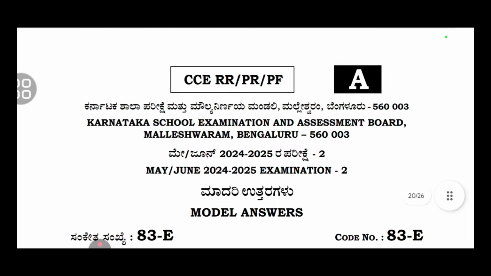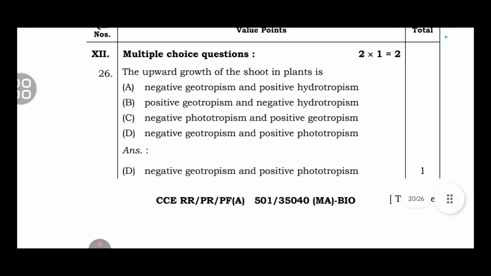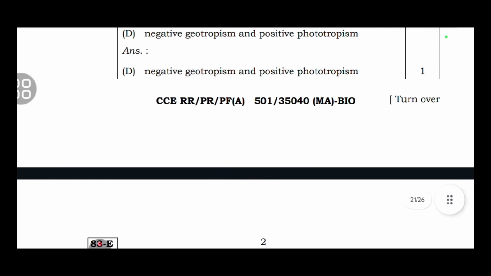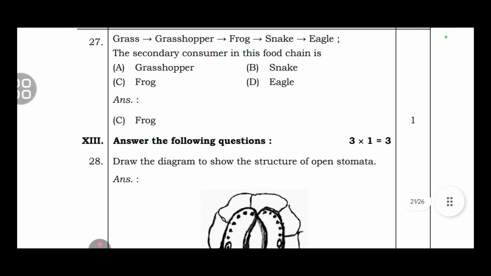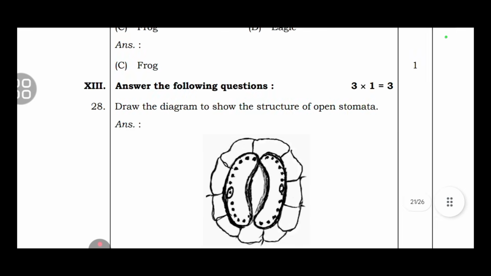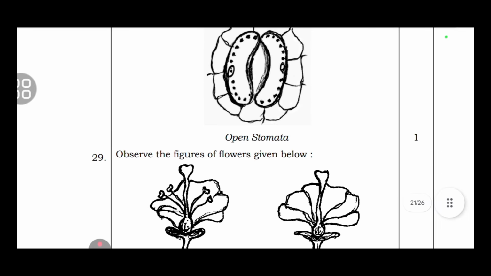Coming to the biology section of this question paper: the upward growth of the shoot in the plant is negative geotropism and positive phototropism. This is the answer. Grass, grasshopper, frog, snake, eagle. The secondary consumer in this food chain is the frog. I'll draw the diagram for the structure of stomata. Here is the diagram.